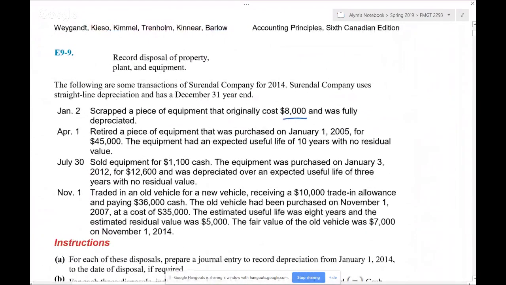On April 1st, it says we retired a piece of equipment that was purchased on January 1st, 2005 for $45,000. It had an expected useful life of 10 years with no residual value. Okay, so for this one here, we are going to need to update the depreciation because we're retiring it on April 1st. With that first one, because it was on January 2nd, there was no depreciation up to the date of disposal. But here, we do need to record that depreciation for January, February, and March, but not April, because this is on April 1st.